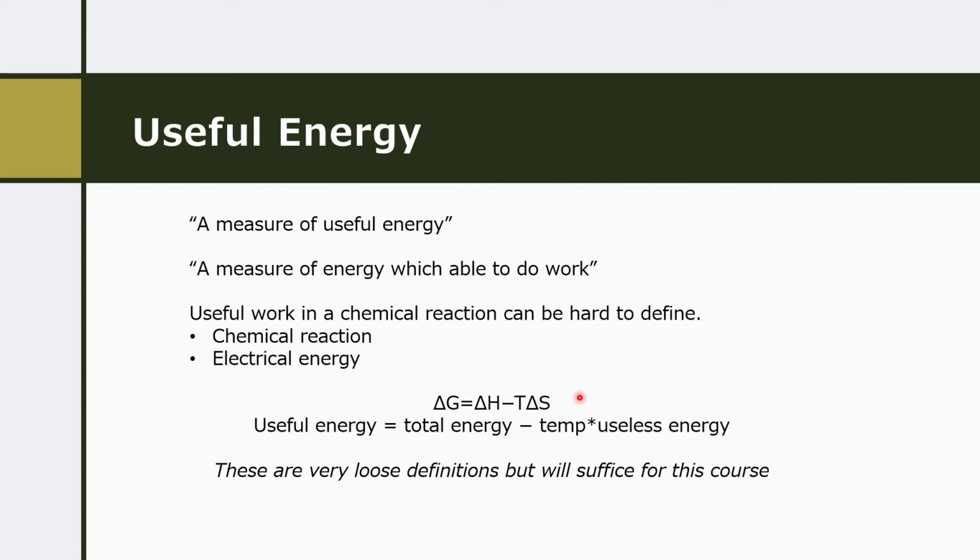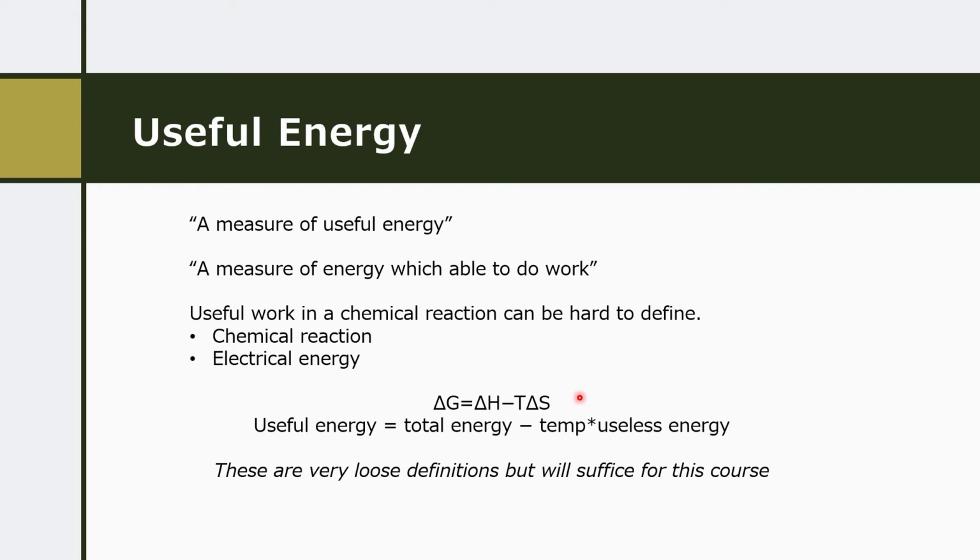So in other words, what we're saying is that the useful energy that we have is equal to the total energy that we have minus our useless energy value, T times delta S. If I was to rearrange the equation and make delta H the subject, another way of putting this is that the total energy that the system has is the useful energy plus our T delta S term, which refers to the wasted or the useless energy.